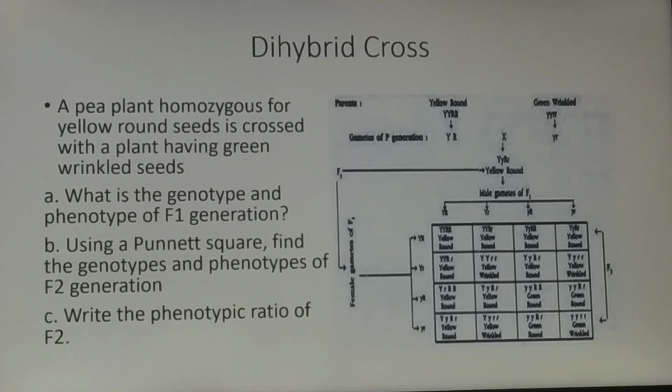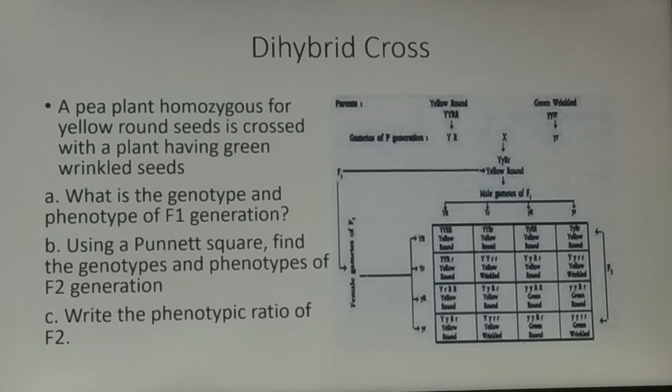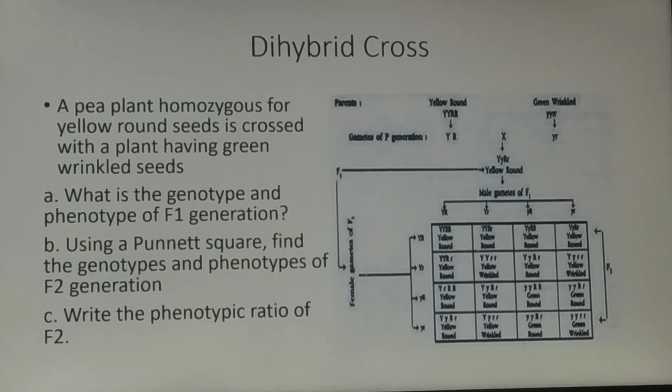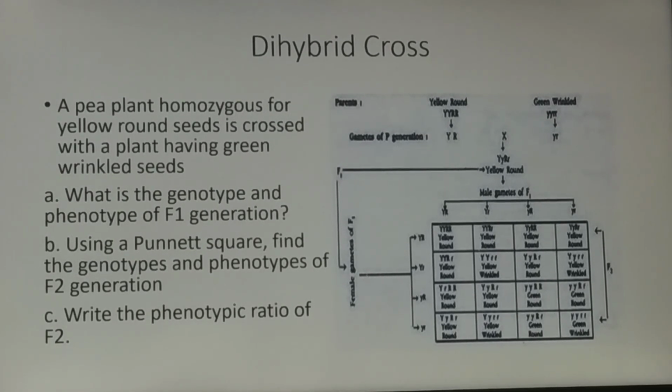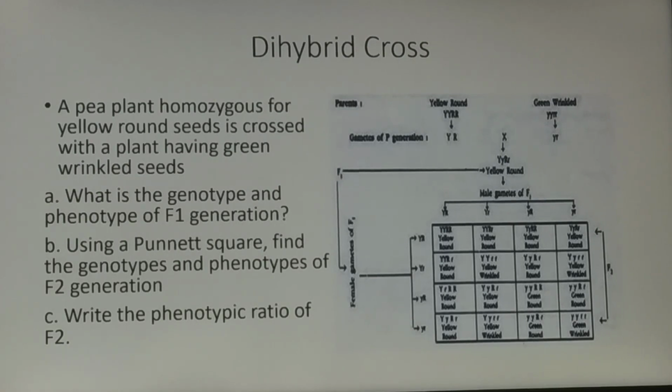Look at the question on the left side. A pea plant homozygous for yellow round seeds is crossed with a plant having green wrinkled seeds. So what is a dihybrid cross? A dihybrid cross is a cross in which 2 characters are considered. So here the characters considered are the color of the seed and the shape of the seed. Okay, seed color and seed shape.